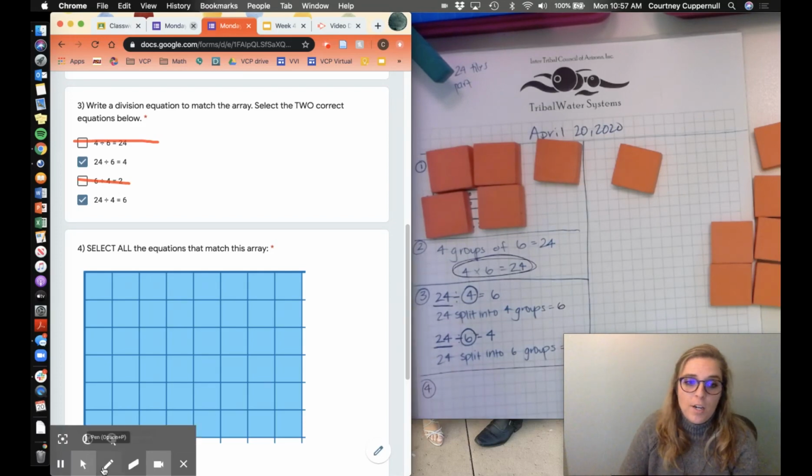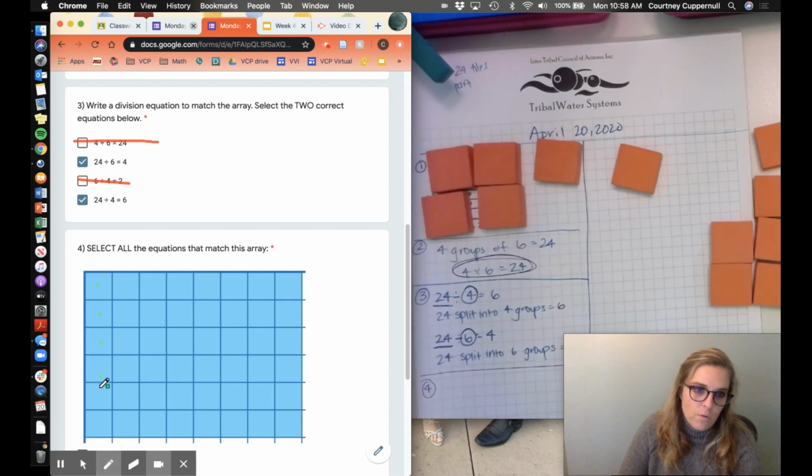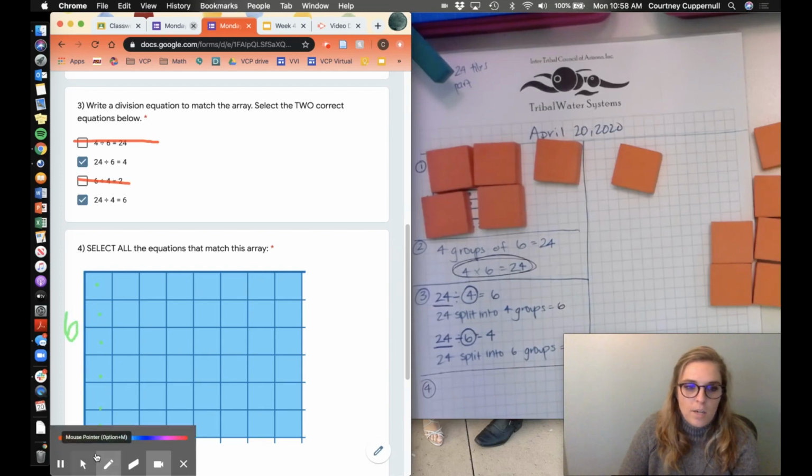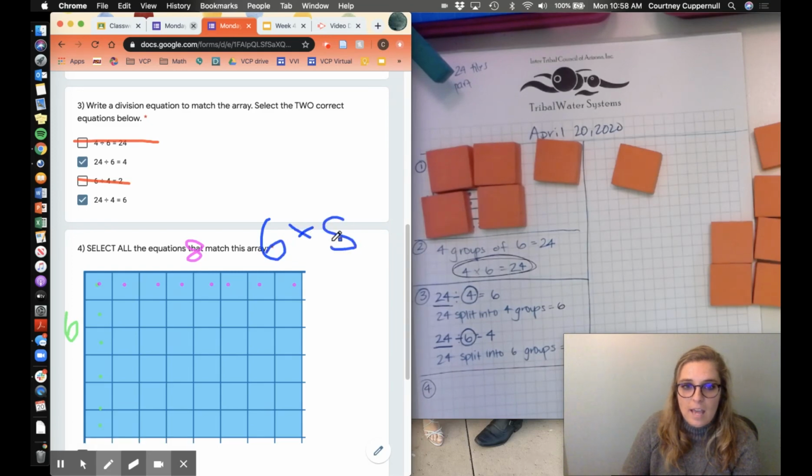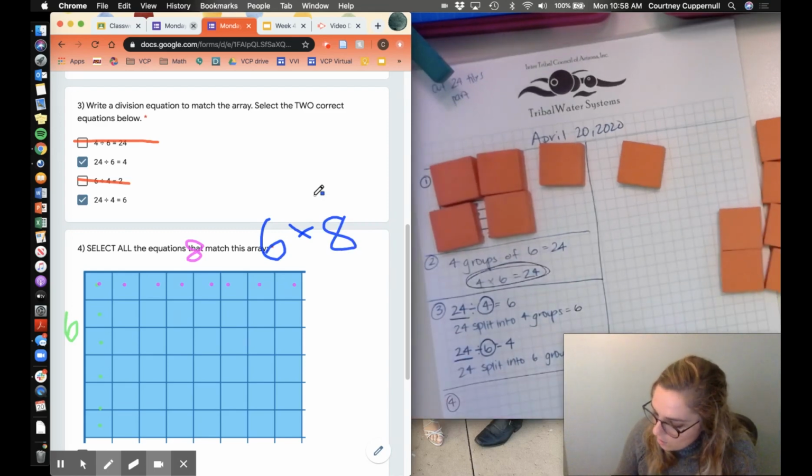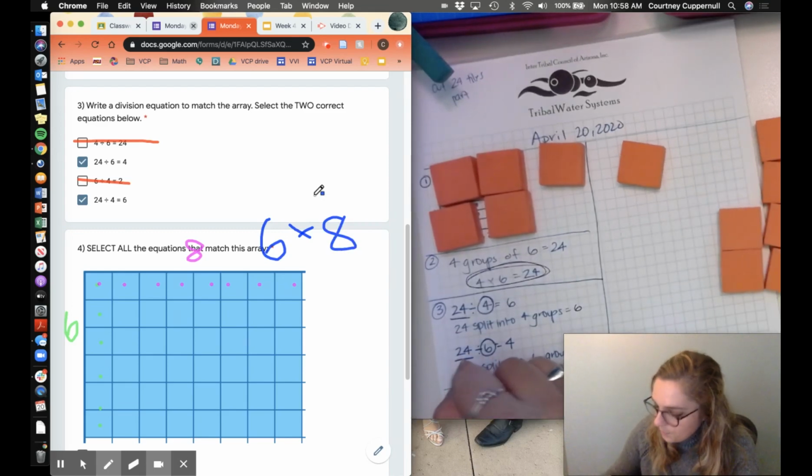So I'm looking here. I'm going to count my rows and I'll mark those in green. I have 1, 2, 3, 4, 5, 6 rows. Now let's see how many columns I have. 1, 2, 3, 4, 5, 6, 7, 8. I have 8 columns. So now I know my dimensions. This is a 6 by 8 array. I'll write it over here, my handwriting will be much neater. So this is a 6 by 8.